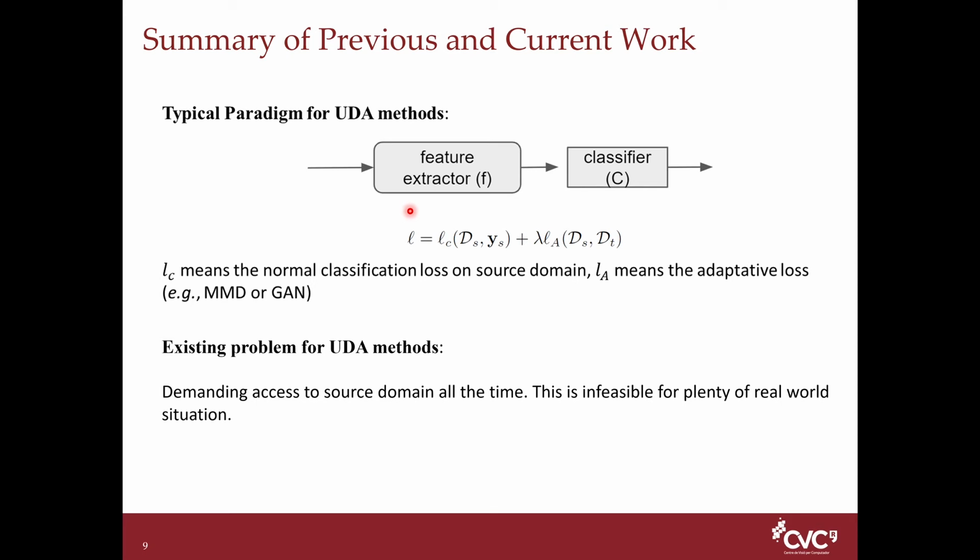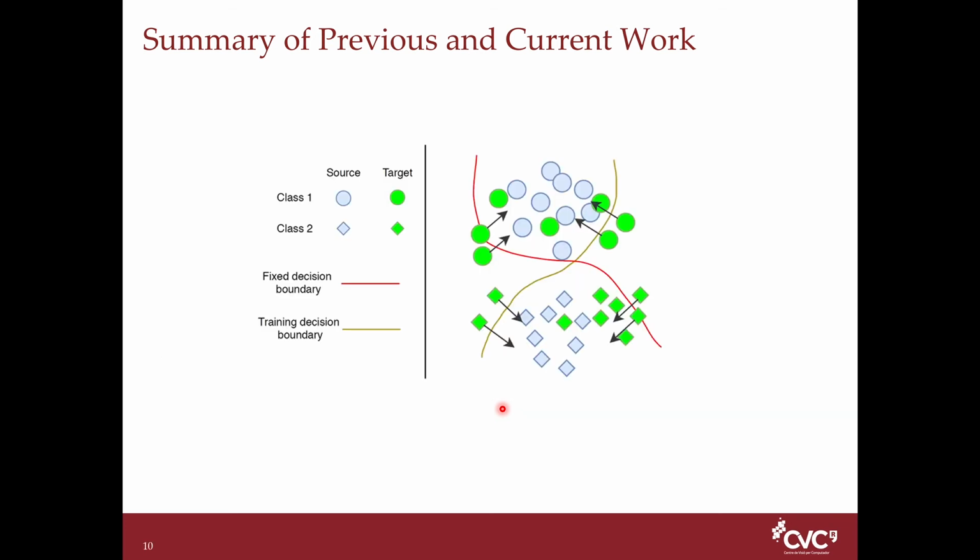The objective function contains a classification loss and an adaptive loss. The existing UDA methods demand labeled source data all the time. It is unfeasible when concerned with data privacy and computation capacity. Therefore, we propose a new setting called source-blind unsupervised domain adaptation, where the model is first trained with labeled source data and hereafter has no access to source data.